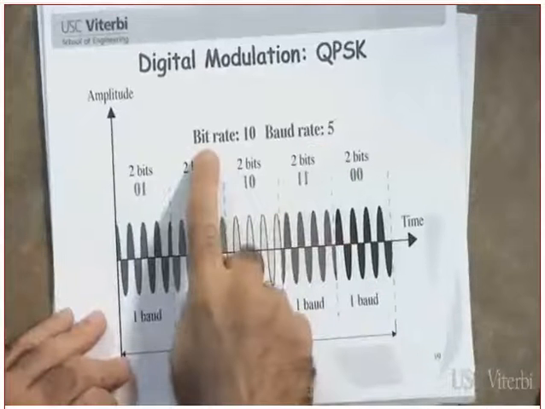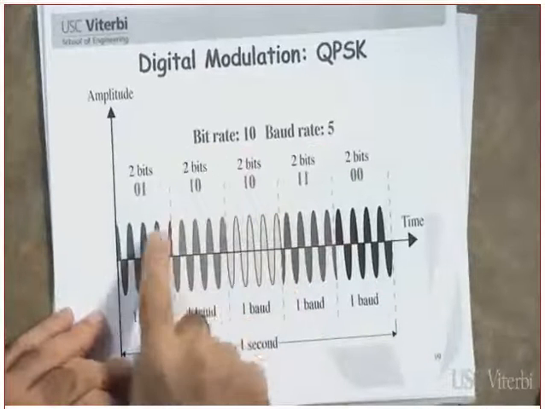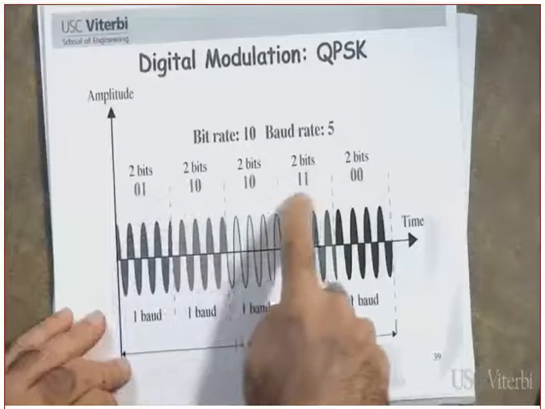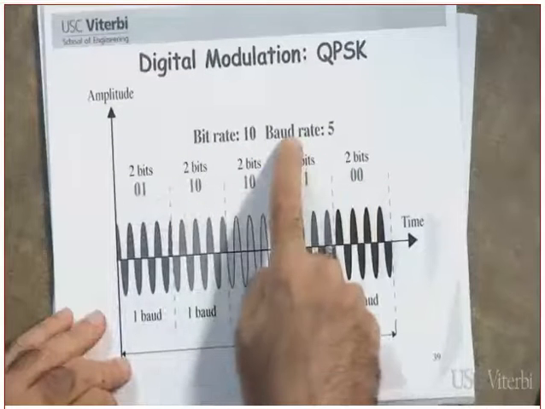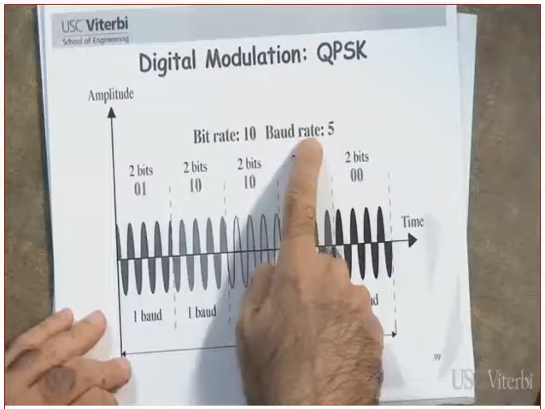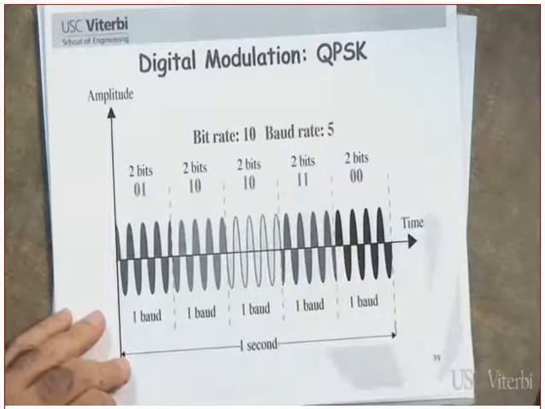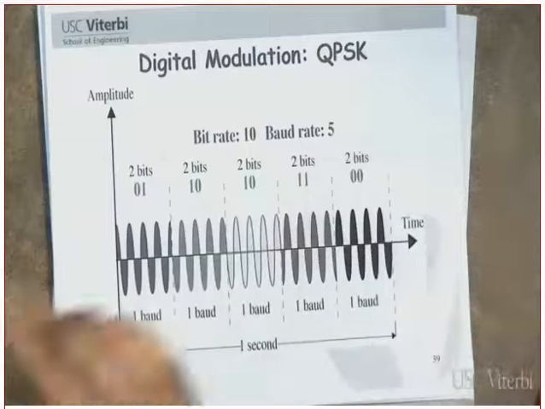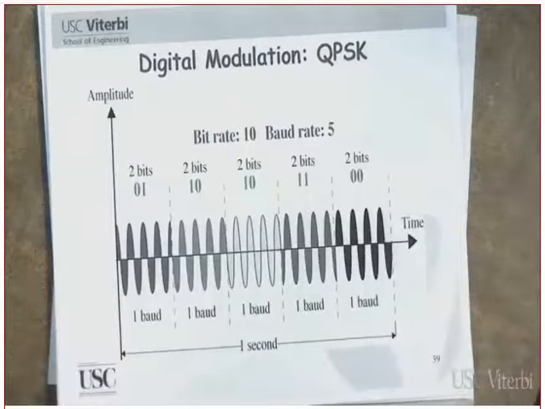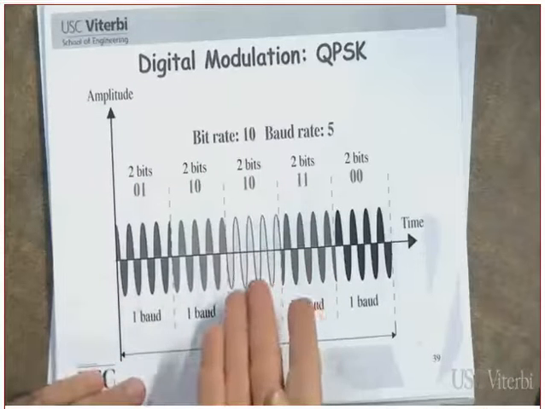How many signals do I need? First of all, what is the bit rate? 10. Yes? 0, 1, 1, 0, 1, 0, 1, 1, 1, 0, 0. What is the baud rate? 5. Are you following me? Why? Because K is equal to 2. Every 2 bits, you are generating one symbol. Which means every symbol represents 2 bits of information. Clear? Clear?